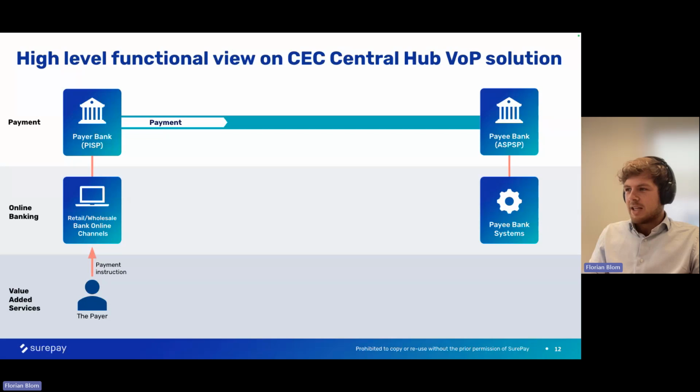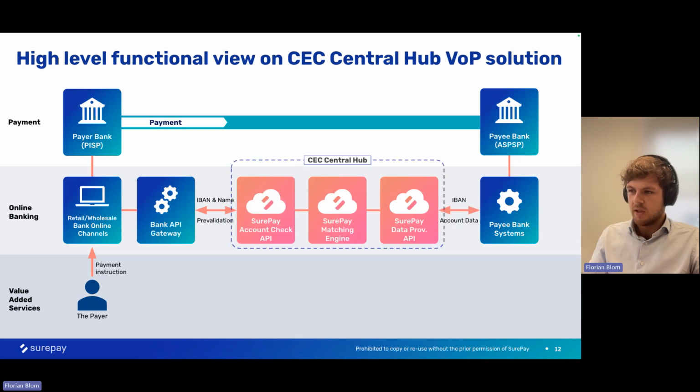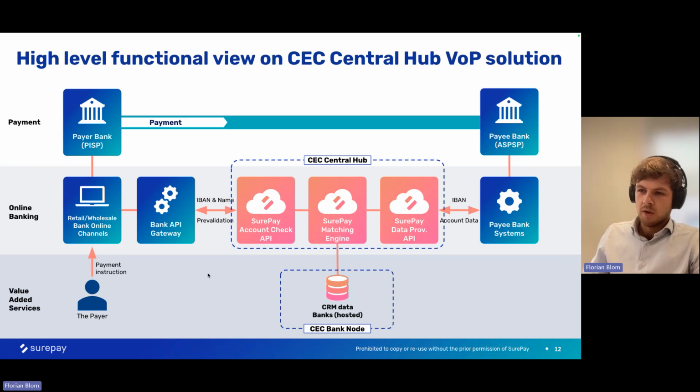So what are we actually talking about? This is becoming a little bit more technical, so feel free to ask any questions if anything is unclear. But in essence, this is what we have lined out as the high-level solution. So the payer makes a payment instruction, they fill out an IBAN and a name. This is sent via bank API gateway, and the check is being sent to the payee bank because we need the data from the payee bank to be able to do the matching.